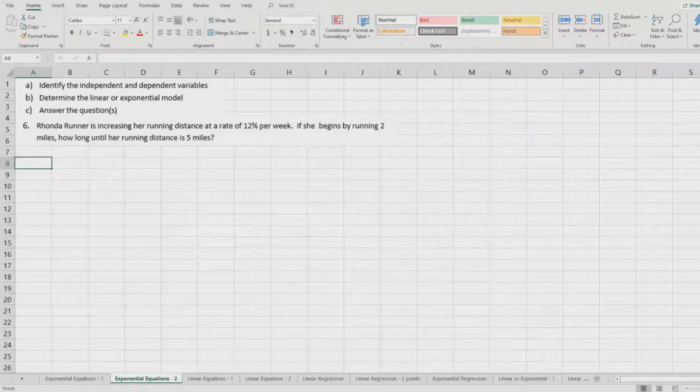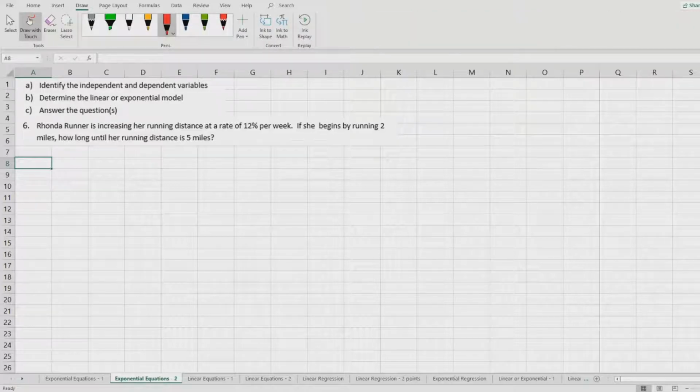All right, for this problem it says that Rhonda Runner is increasing her running distance at the rate of 12% per week. If she begins by running 2 miles, how long will it take until her running distance is 5 miles? So once again, here's what I notice about this problem.